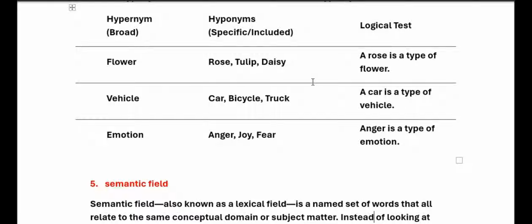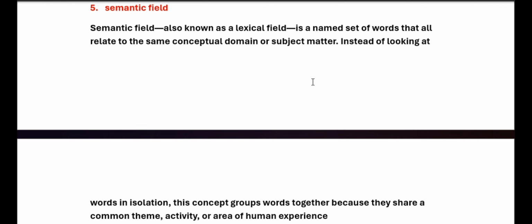Okay, now vehicles include car, bicycle, truck. Emotion includes anger, joy, fear. Emotion is the hypernym, and anger, joy, fear are hyponyms. Semantic field. Now, what is semantic field? Semantic field is also known as lexical field.